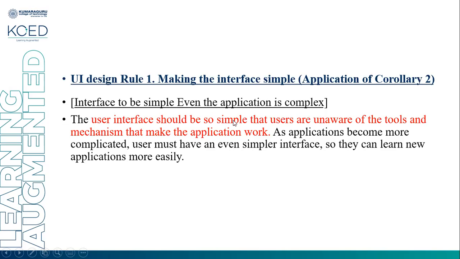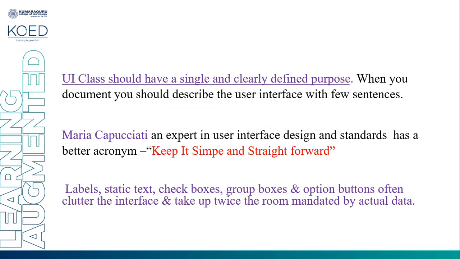The user interface should be simple, so that users are unaware of the tools and mechanisms that make the application work. As applications become more complicated, users must have an even simpler interface so that they can learn the application more easily. Whatever the complication of the application, the interface should be simple. That is design rule 1, based on corollary 2, which we studied in the design.